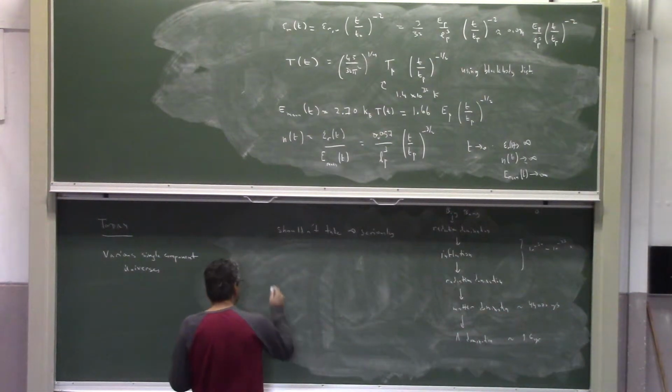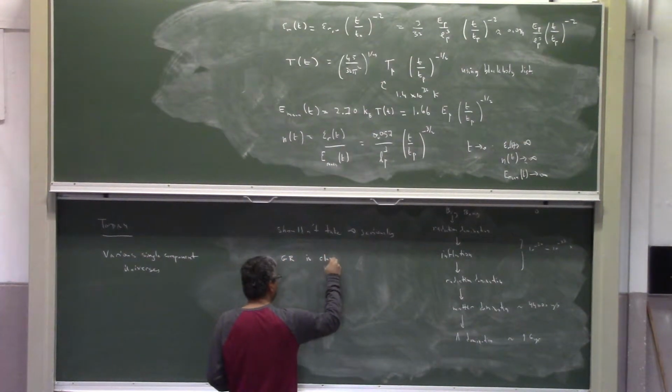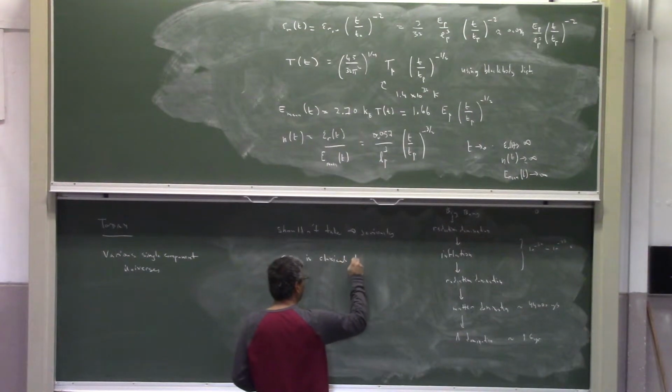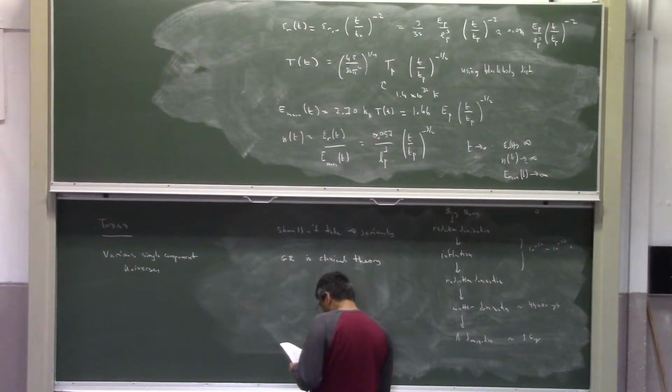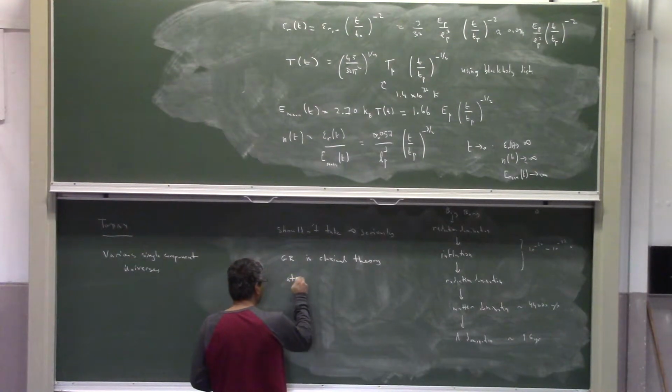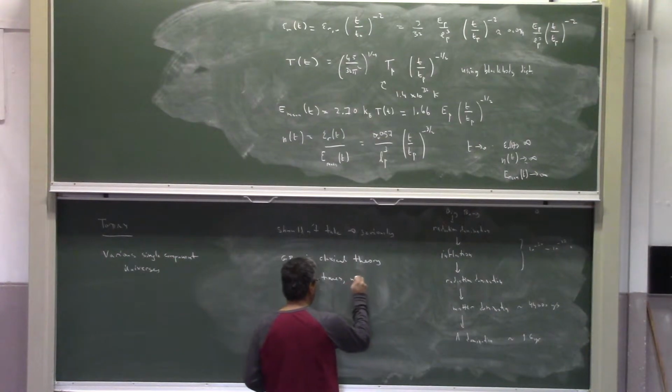The reason is GR is a classical theory. And whatever is happening at early times, we need quantum gravity.